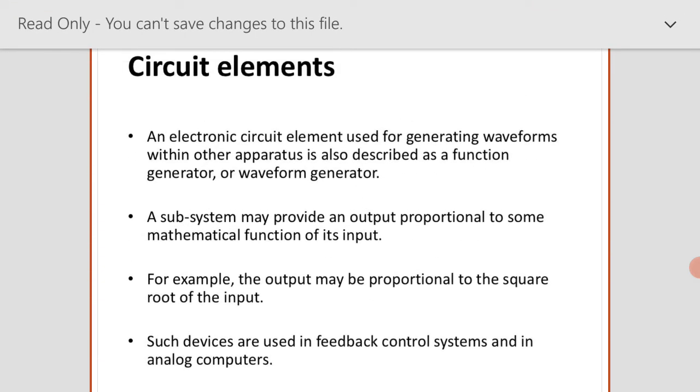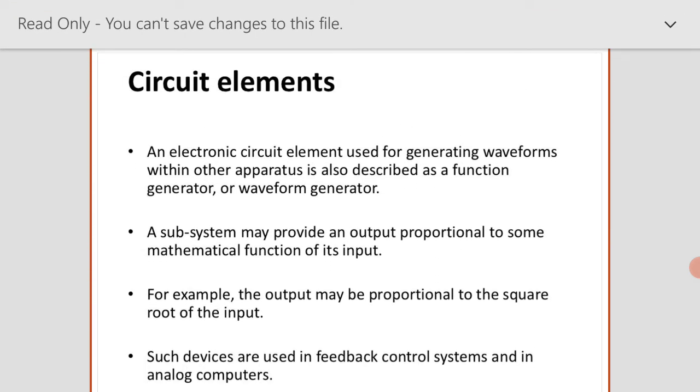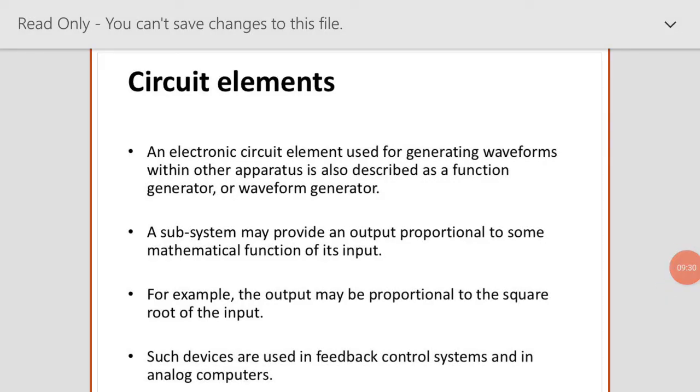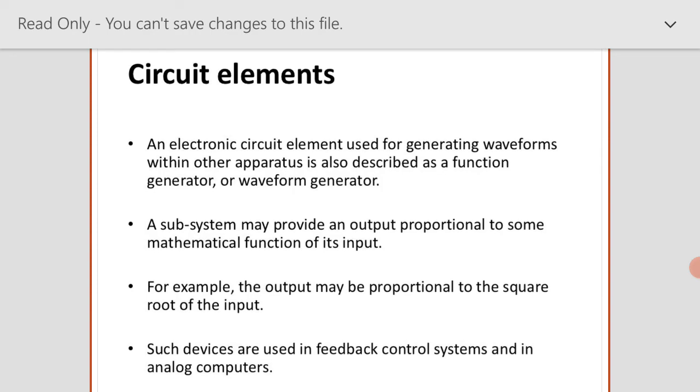Circuit elements. An electronic circuit element used for generating waveforms within other apparatus is also described as a function generator or waveform generator. A subsystem may provide an output proportional to some mathematical function of its input. For example, the output may be proportional to the square root of the input. Such devices are used in feedback control systems and in analog computers.